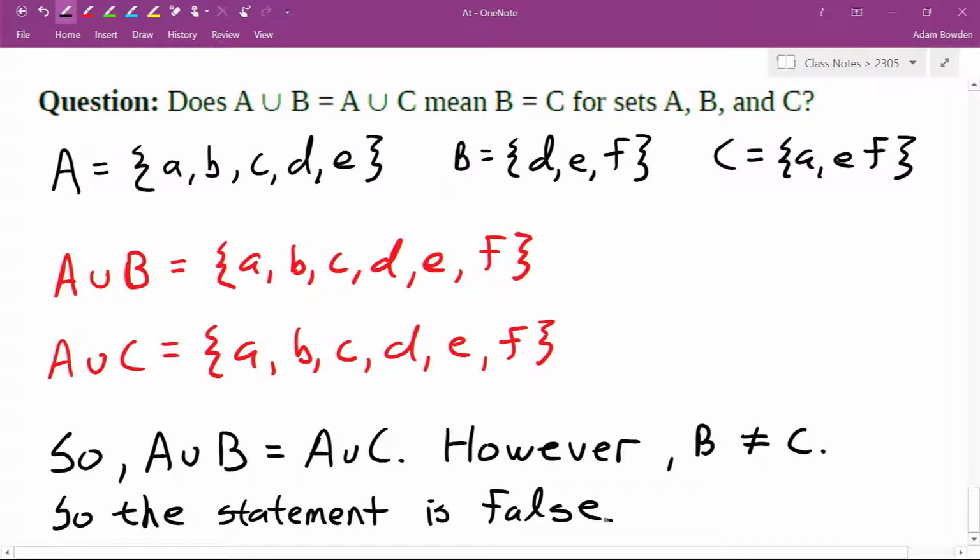So in other words, we can have two unions that are equal to each other like this. It doesn't necessarily mean that any of the sets are equal to each other.